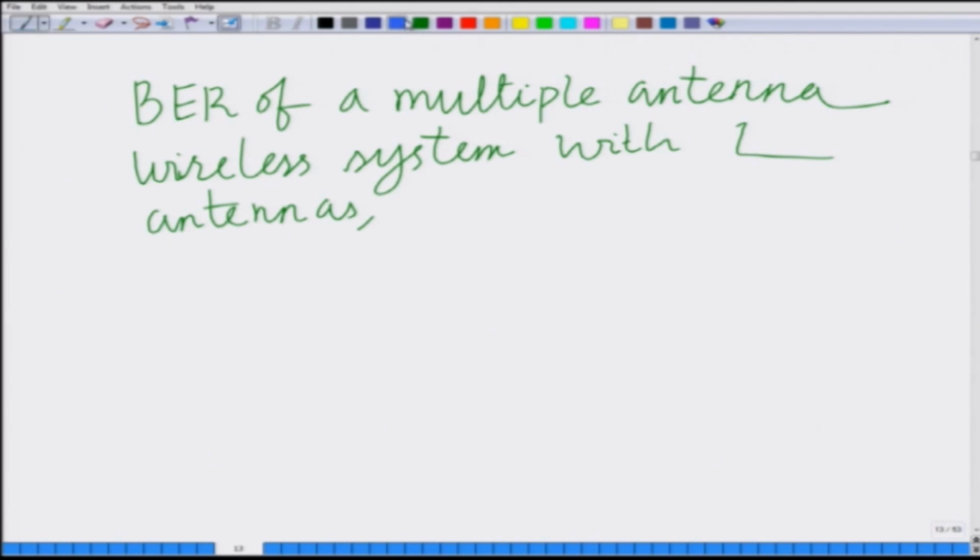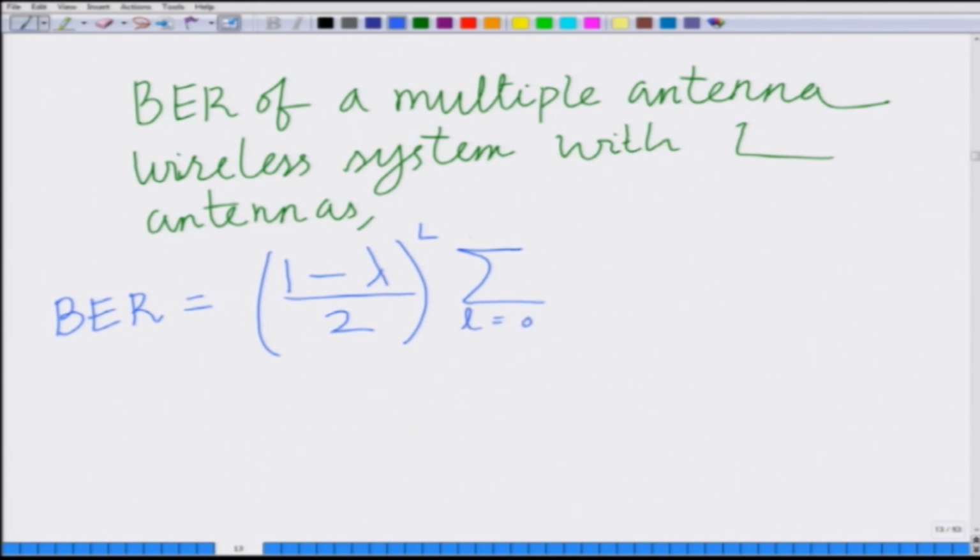This we had seen is given as the bit error rate. Let me simply write the expression down here, so as to remind you of that expression. It is ((1 minus lambda) by 2) to the power of L, summation l equal to 0 to L minus 1, L plus l minus 1 choose l, ((1 plus lambda) over 2) to the power of l. I am sorry, the term is ((1 plus lambda) over 2) raised to the power of l.